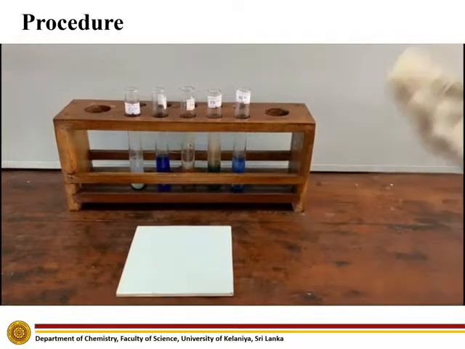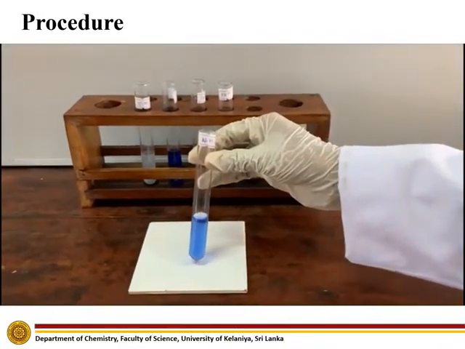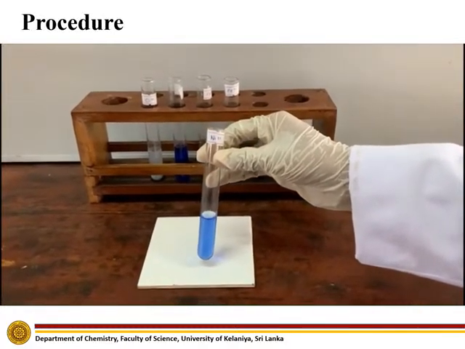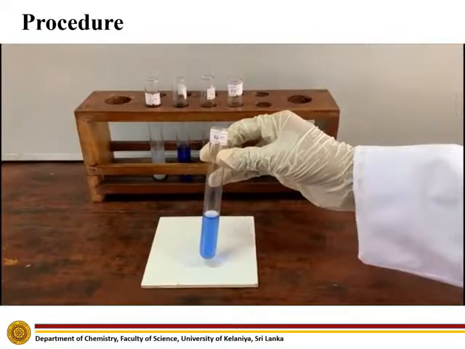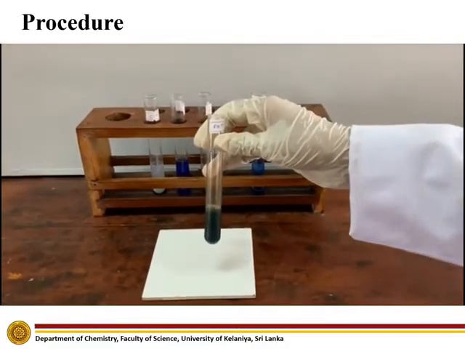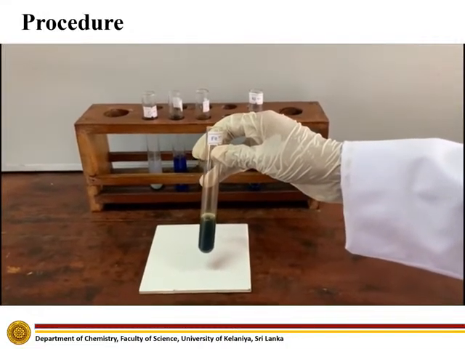The precipitates of Fe2+, Fe3+ and chromium 3+ remain unchanged, but the precipitates of nickel 2+ and copper 2+ will convert to dark blue solutions.